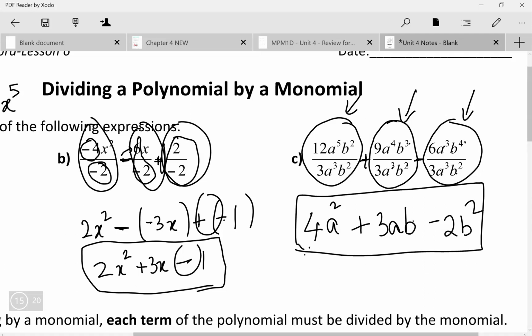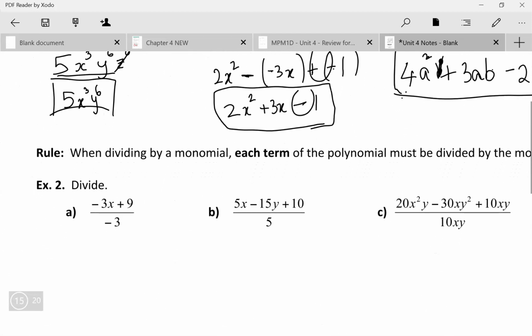Again, hopefully we're seeing what we're doing here. We're just dividing the numbers and we're dividing the variables, and we're dividing the variables using exponent laws. So I'm doing 5 minus 3 to give me 2. 2 minus 2 is technically b to the power of 0, but I don't have to write that because b to the power of 0 is 1. And 4a squared times 1 is just 4a squared. So hopefully we're all good with that.